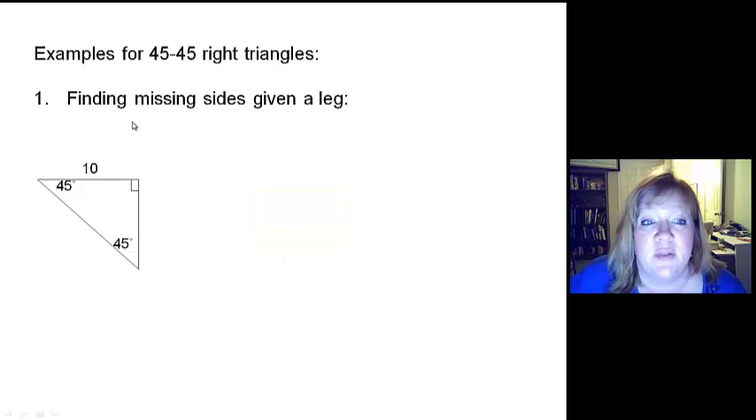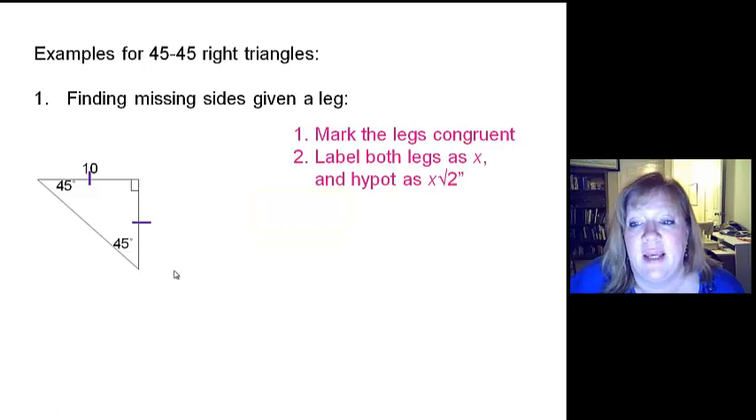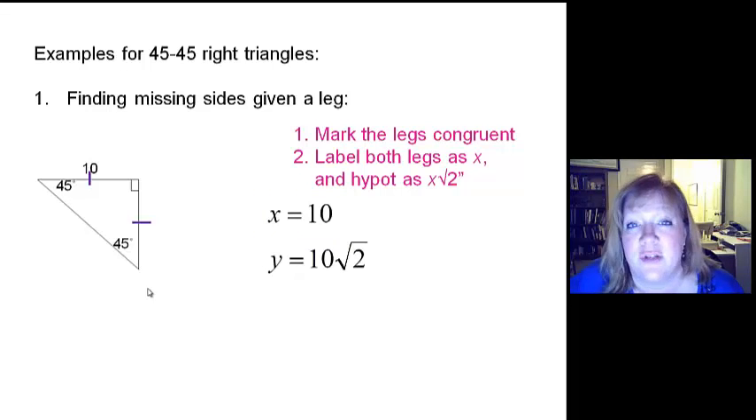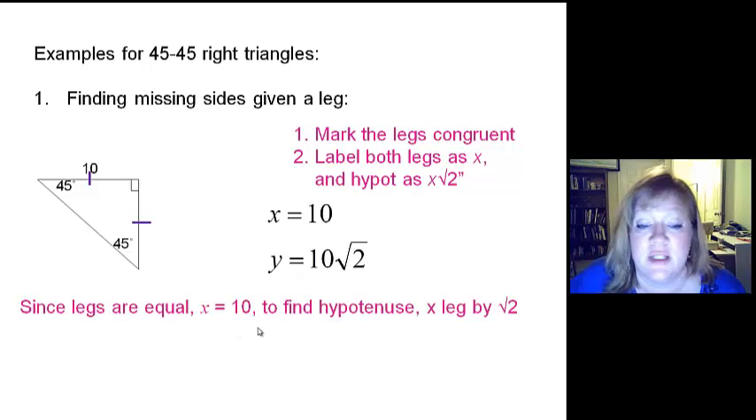So this first example says find the missing side given a leg. If this one is 10, right away I mark those two legs congruent, so I know that this leg over here is also 10. I can label this as x, and x square root of 2. So x is going to be 10, and this hypotenuse is going to be 10 square root of 2. If you cannot remember the shortcut, you can do 10 squared plus 10 squared equals hypotenuse squared and come up with the right answer. But try to learn the shortcut. It'll save you some time. Since legs are equal, x equals 10. To find the hypotenuse, I just multiply the leg times the square root of 2.